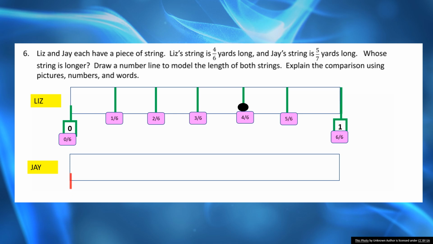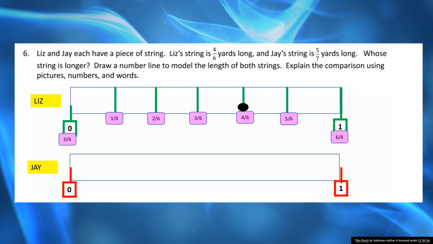We're going to make a little line right here. And then we're going to write the number 0 and box it in. Do that on this end, right? And then on the opposite end, we're going to draw a little line there. And we're going to write the number 1 and box it in. Now that we have our endpoints of 0 and 1, because it's one whole string, we're going to partition it into sevenths.